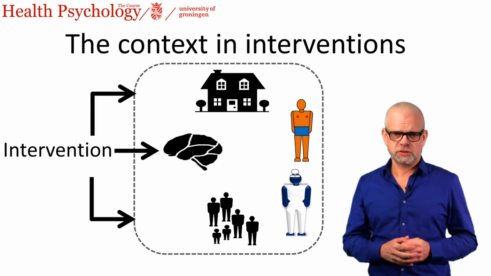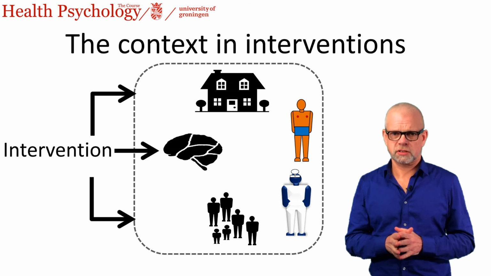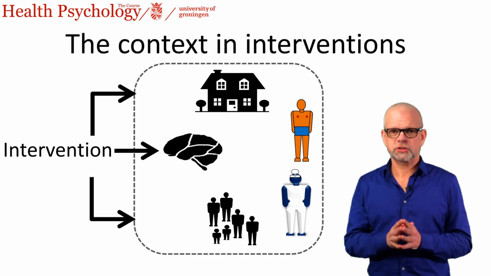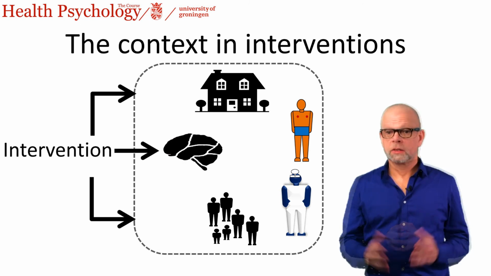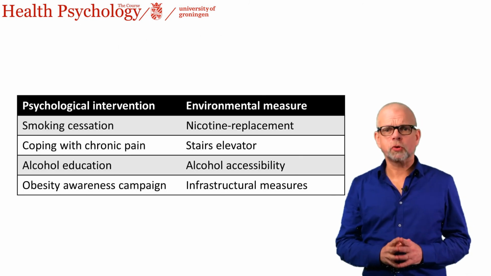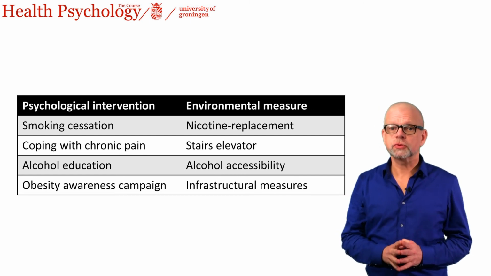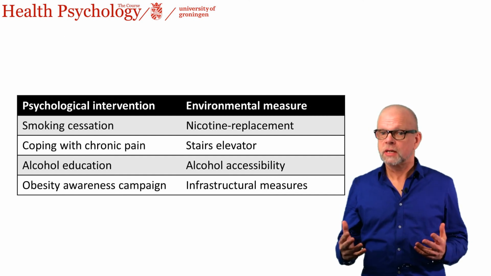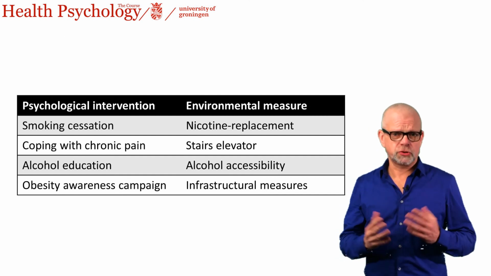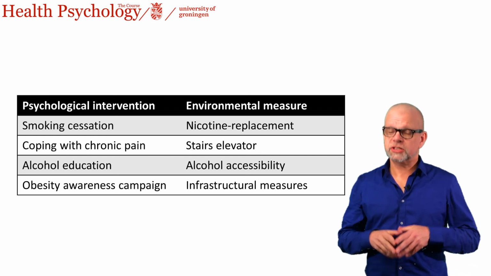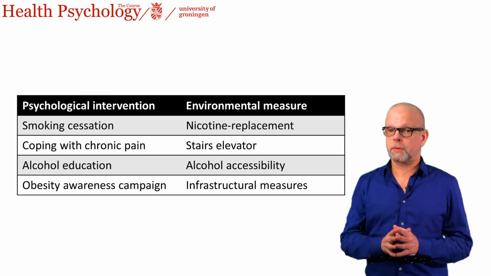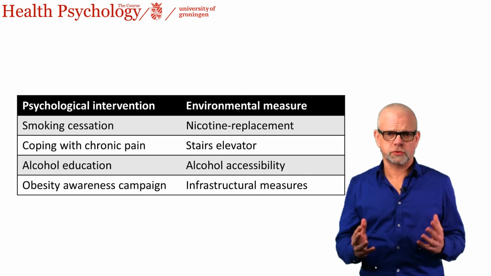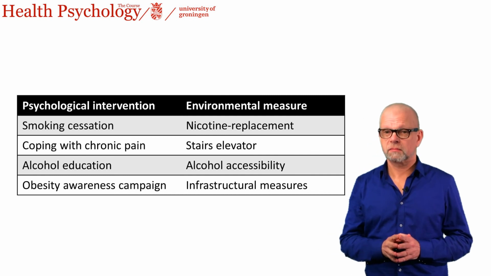When designing interventions, the context should always be considered, and often inducing changes in the context must be part of a health psychological intervention. For example, smoking cessation may be supported by nicotine replacement that influences the physical body. Living with chronic pain may be supported by a stairs elevator. Preventing alcohol abuse by education may be supported by lowering accessibility to alcohol, and informing a population about the dangers of obesity may be accompanied by infrastructural changes in buildings and city planning.